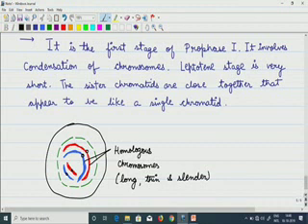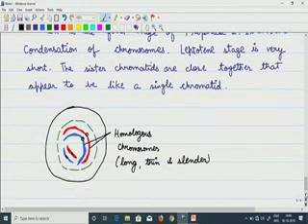Alright, let's move on to the next stage, the zygotine stage. I hope you have drawn this figure. Should I move to the next? Okay, I hope you have drawn it.